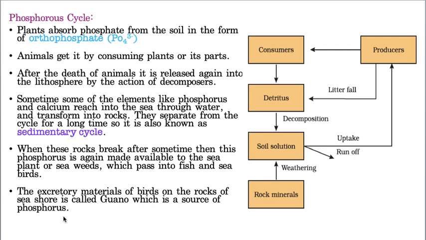So in today's class I explained one gaseous cycle and one sedimentary cycle. To explain the gaseous cycle, I explained the carbon cycle. To explain the sedimentary cycle, I have taken phosphorus as an example. That means the phosphorus cycle as an example. Hope you understand both the cycles.